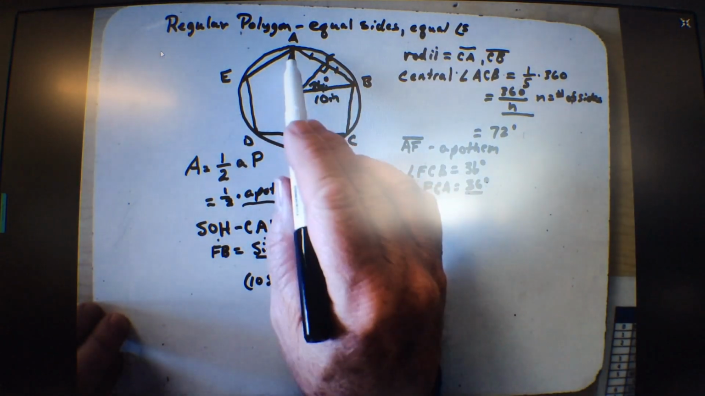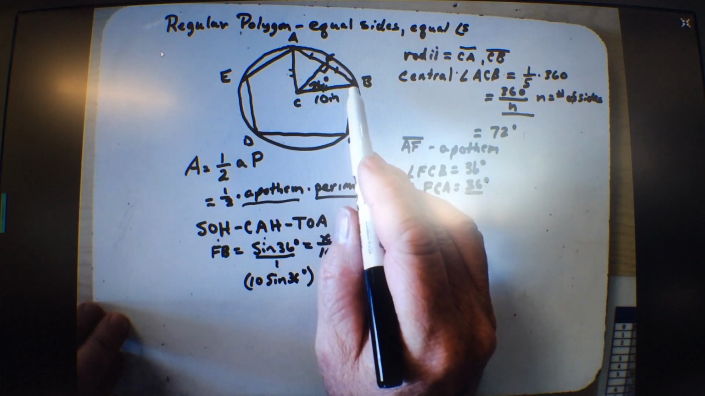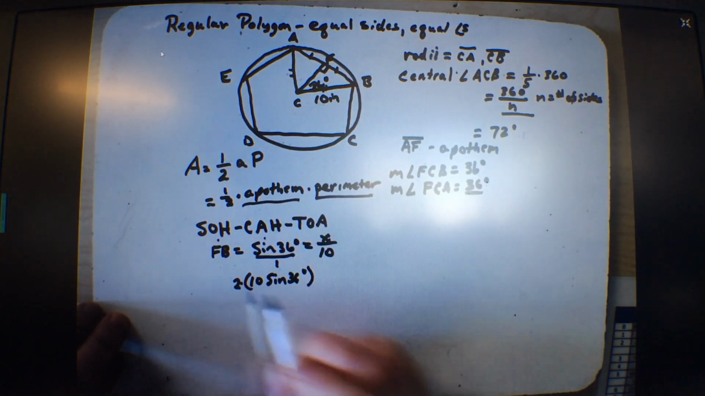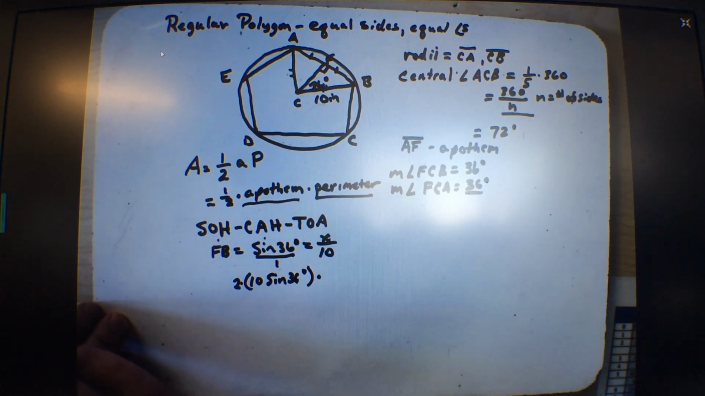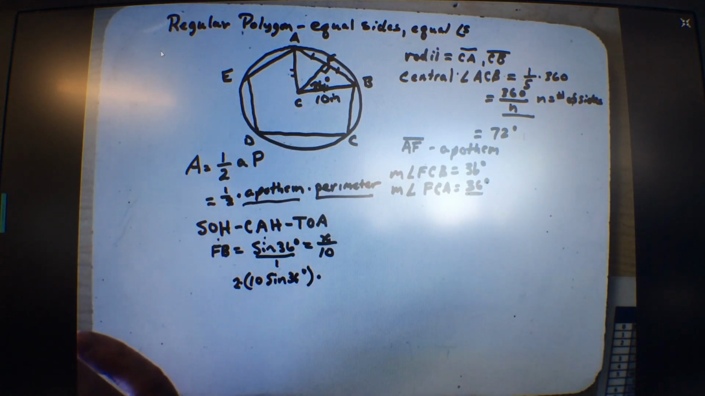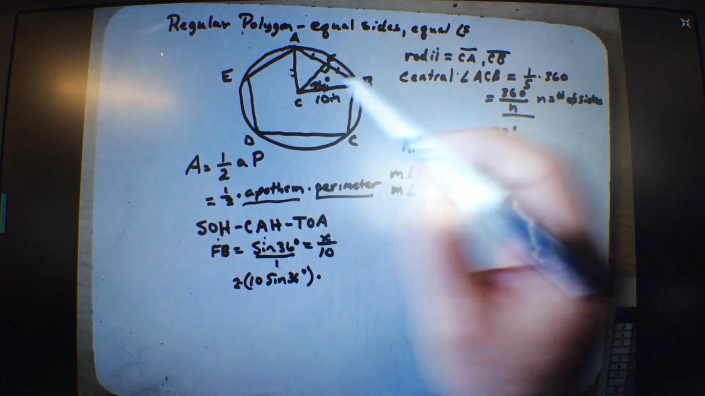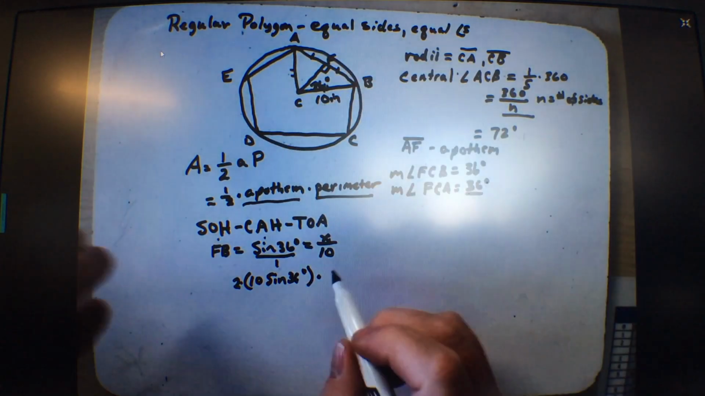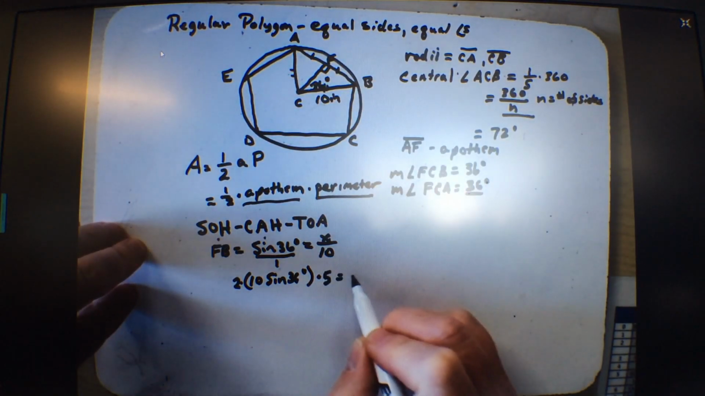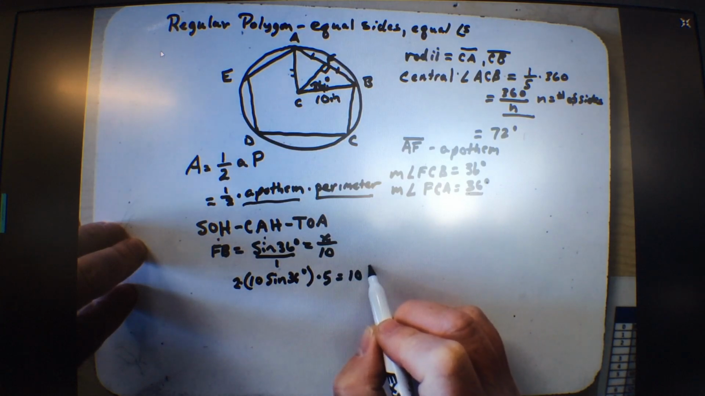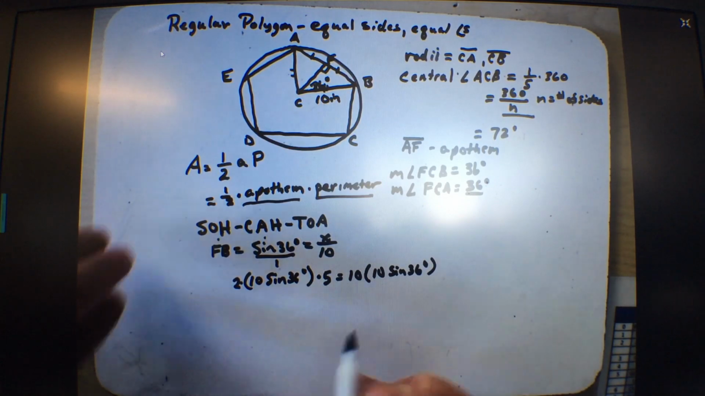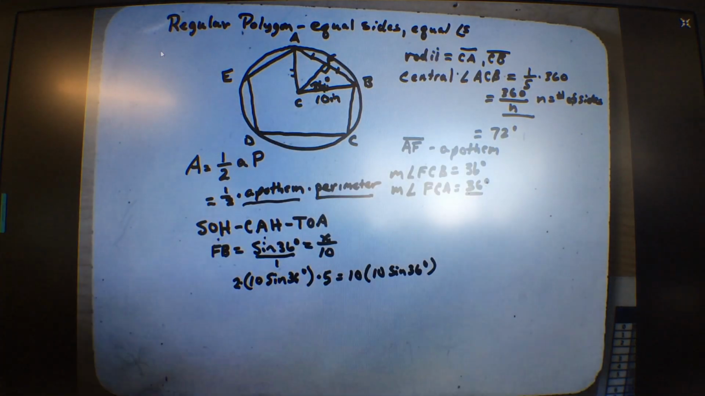Now, I want to know the whole thing, right? So I have to double it, correct? So I'm going to take 2 times that, but then also, what? I need to know the perimeter. So there's 5 of them. I doubled it to get this length. Now there's 5 of them, right? So I've got to multiply that by 5. So what happens is I get 10 times 10 sine of 36 degrees.